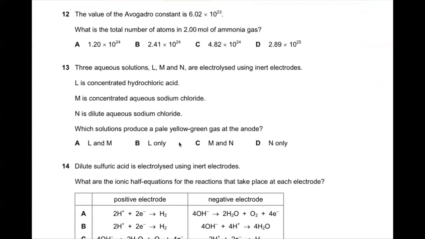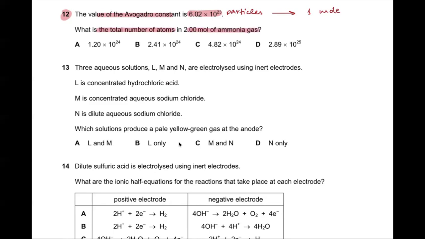Okay. Now, question number 12. The value of the Avogadro's constant is 6.02 exponent 23. What does it mean? It means that it is the number of particles in 1 mole of a substance. What is the total number of atoms in 2 moles of ammonia gas?